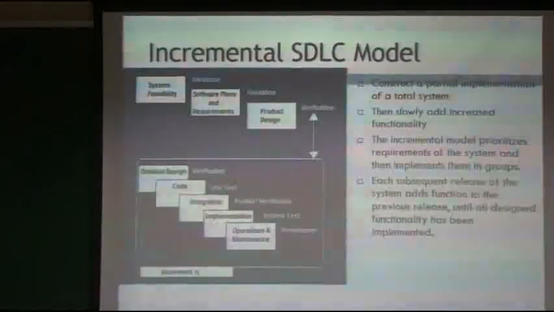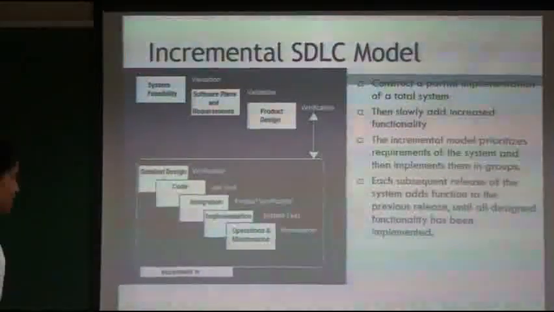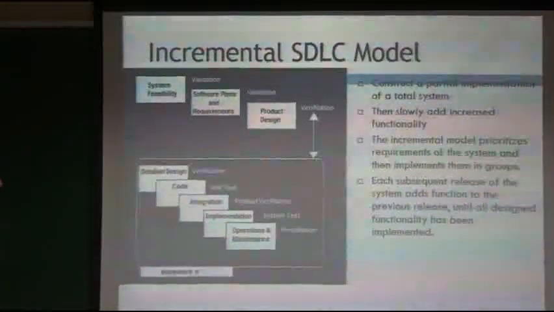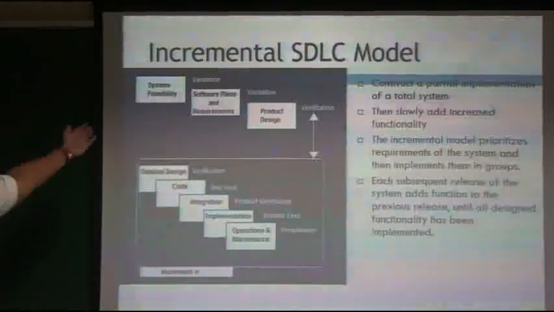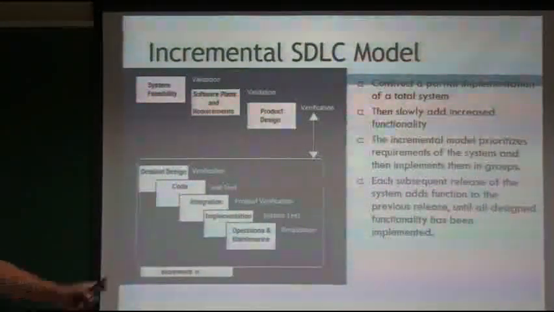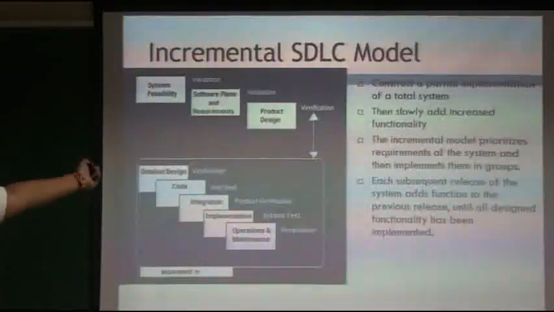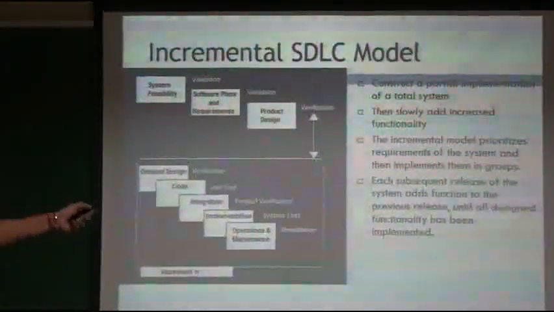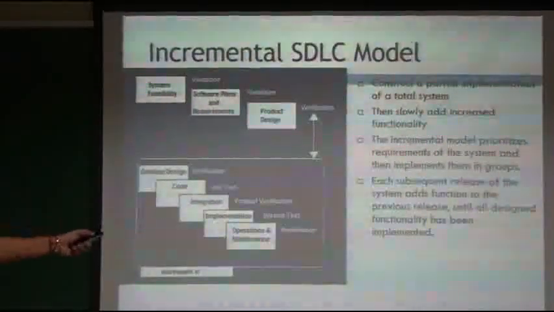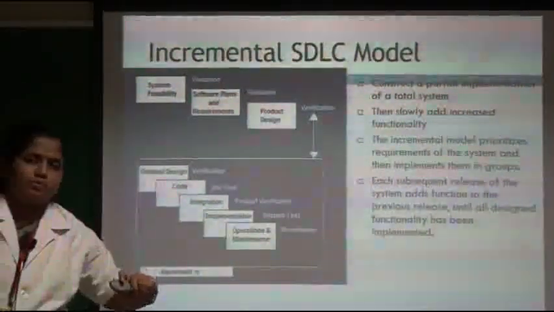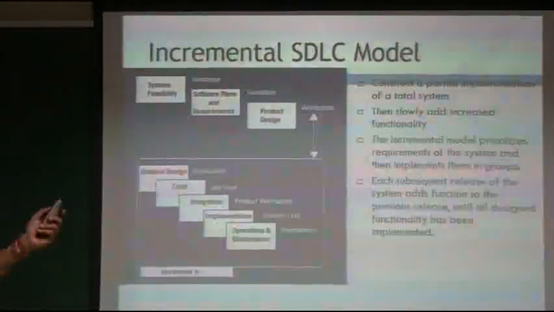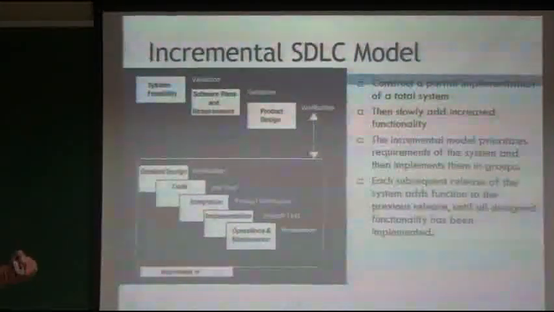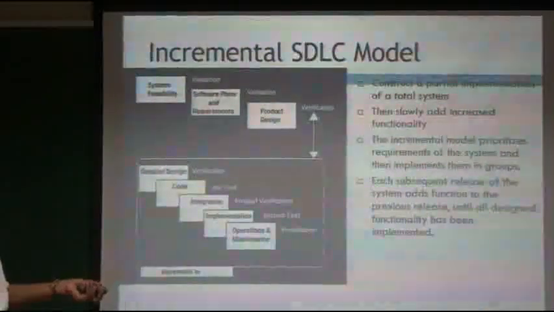Here also it's the same thing: system feasibility, software plans and requirements, product design, after that detailed design, code, integration, implementation, operation and maintenance. These three are common: feasibility study, software plans and requirements, and product design. Till that it is common. All these things will be decided at one stage for the complete function of the software. After that, these things will be repeated: detailed design, code, integration, implementation, because the entire function is divided into small functions, and first it will implement the first function, then release, then add an additional function. Like this it keeps continuing.